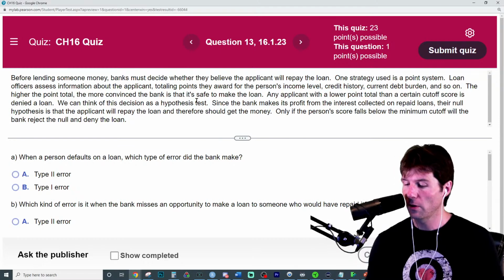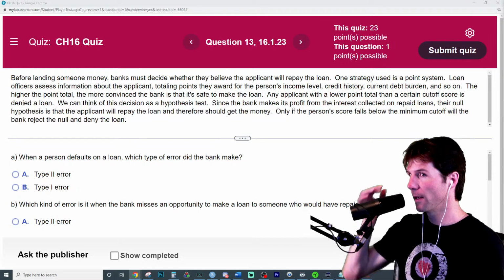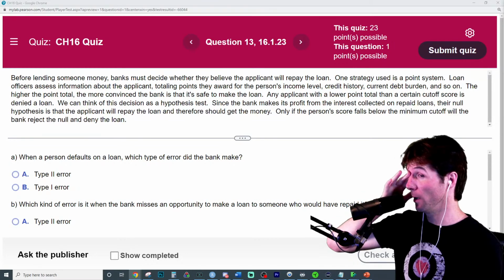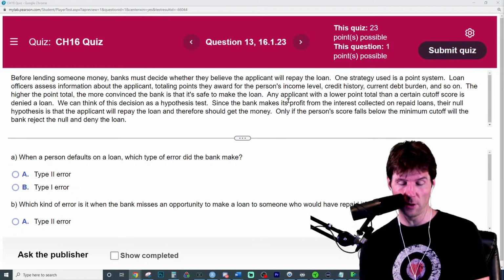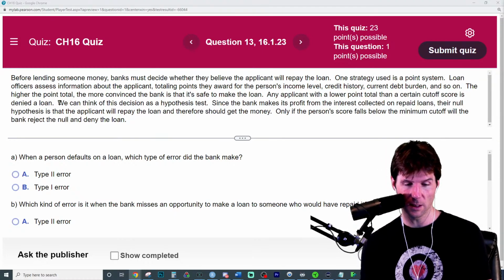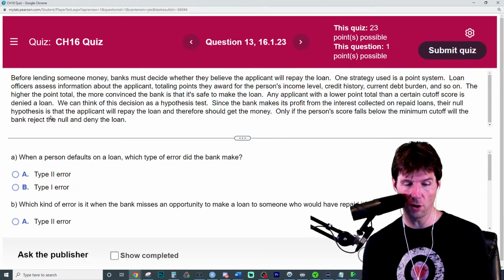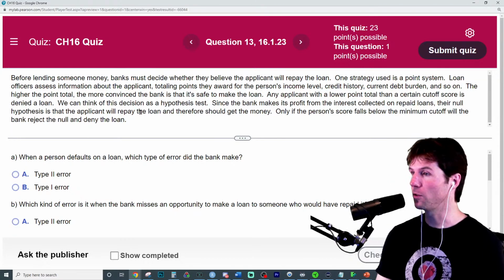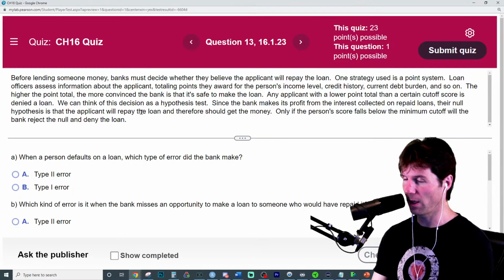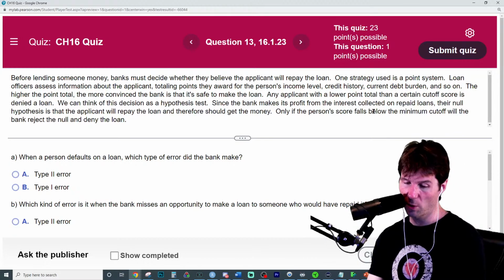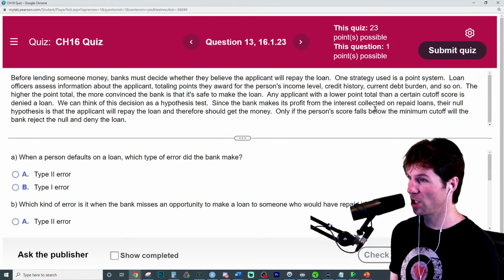Okay. So this bank, a lot of words up there. We like words. The bank is deciding whether or not they should loan money. We need to figure out their null hypothesis. I think they state that pretty clearly. We can think of this as a hypothesis test. Since the bank makes its profit from interest collected, their null is that the applicant will repay the loan. So the null is give money. The alternative is don't give money. They need evidence to not give money. If the person's score falls below the cutoff, like a certain credit score, the bank will reject and deny it.